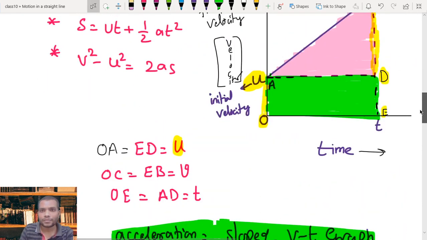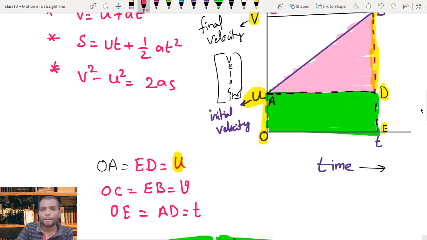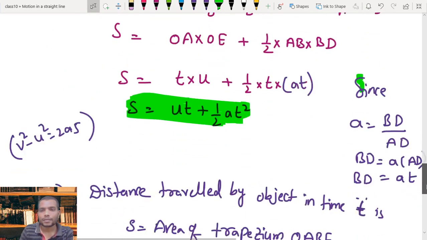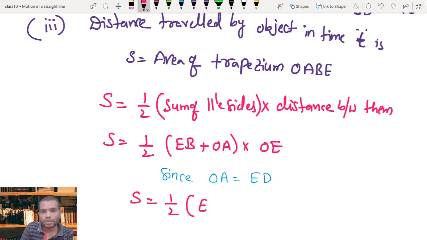So here, for the sum of the two parallel sides, you can see that EB and OA are the two parallel lines in this trapezium. So this is OA and this is EB in the trapezium, and the distance between them is AD or OE. So if you substitute the corresponding values, since OA equal to ED, now let me rewrite the above expression in big font so it can be visible to you. So S equal to half times EB plus ED times OE.